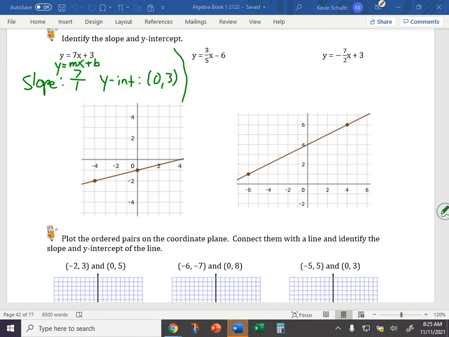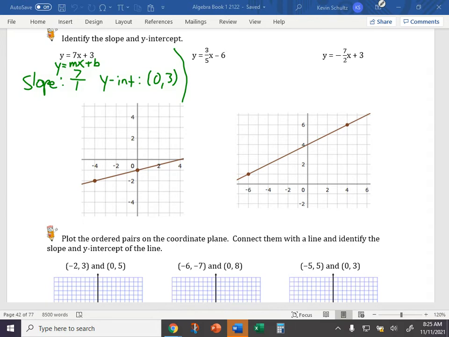The next one, also in slope and intercept form. Ellen, are you confused? Yes. By what? Jack? Do you understand how we got that 7 over 1? So this equation, y equals 7x plus 3, doesn't it look an awful lot like y equals mx plus b?